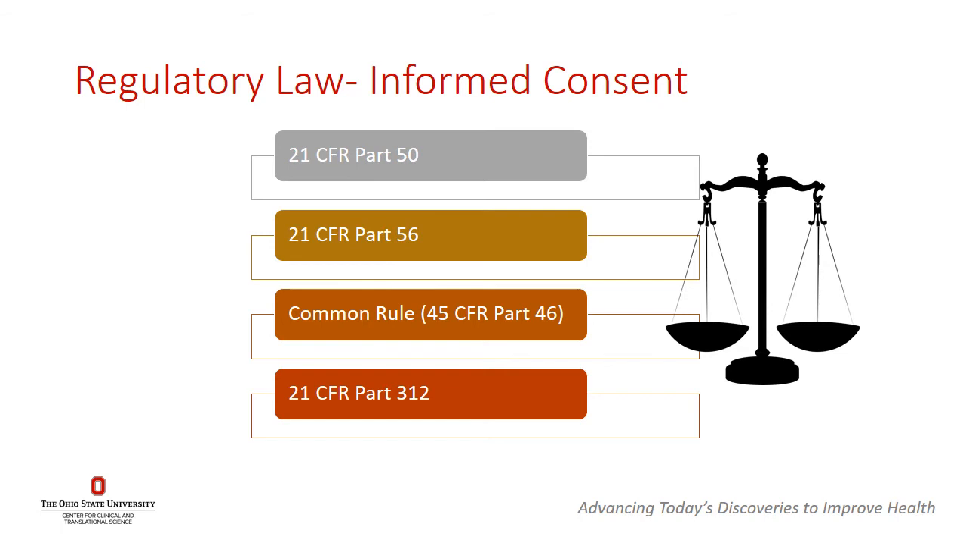The key documents that relate to informed consent, including the responsibilities for informed consents by investigators, sponsors, and institutional review boards or ethics committees, are found in Title 21, Parts 50, 56, and 312, and in Title 45, Part 46, which is known as the Common Rule.